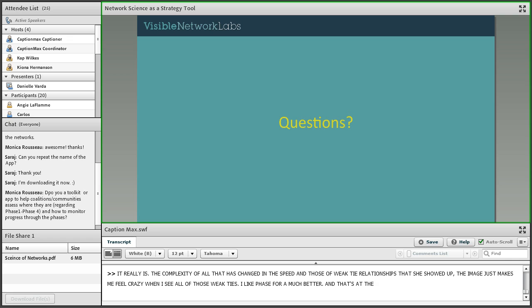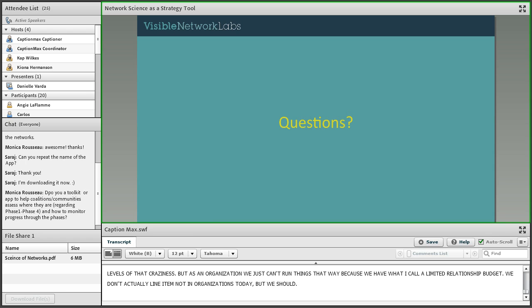Yeah, it really is, and it's in this complexity of all the change and the speed, and all those relationships, those weak tie relationships you showed. That image just makes me feel crazy when I see all those weak ties. I like phase 4 much better.